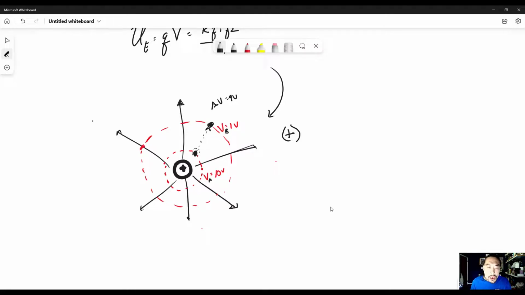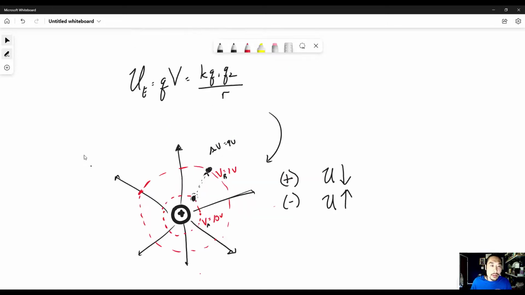And because it doesn't want to be close to it, when we move from A to B, our potential will go down because we are doing what the charge wants to do. If the charge was negative, this negative charge wants to be close to this positive charge. So when we move it away, our potential goes up.